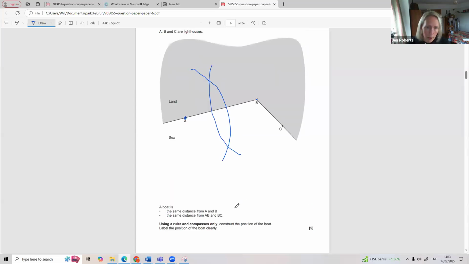And using a ruler, you can use, where does it say here? Using a ruler and compasses only. Then join those 2 points up using a ruler with a straight line. All those points along that line are exactly an equal distance between A and B.